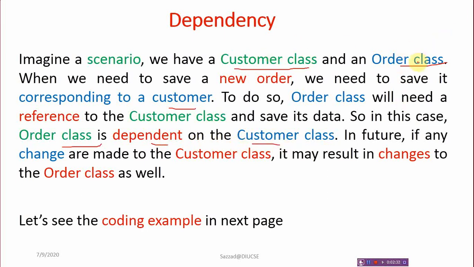So the order class depends on the customer class, but the customer class does not depend on the order class. In future, if any changes are made in the customer class, it may result in changes to the order class as well. So if someone changes the concept or the behavior of the customer class, it may also affect the behavior or functionality of the order class. So let us see the coding example in the next slide.